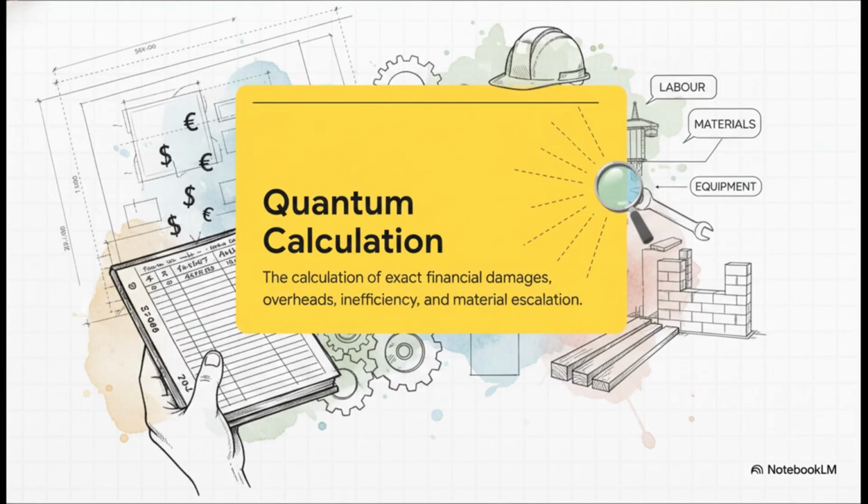So, jumping to Steps 7 and 9, we hit the quantum calculation. This is where a quantity surveyor literally tallies up the millions. Quantum is the exact calculation of financial damages, and it goes way beyond just the cost of raw materials. You're factoring in head office overheads, site overheads, labor inefficiency, equipment standby, and material escalation. Every single penny lost to that delay is forensically accounted for right here.